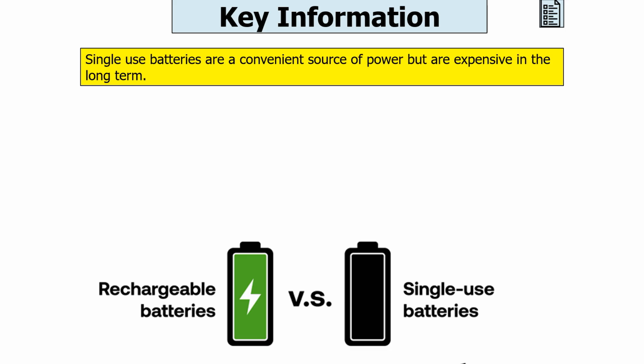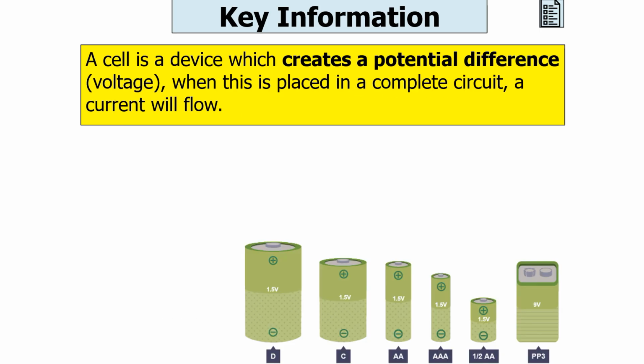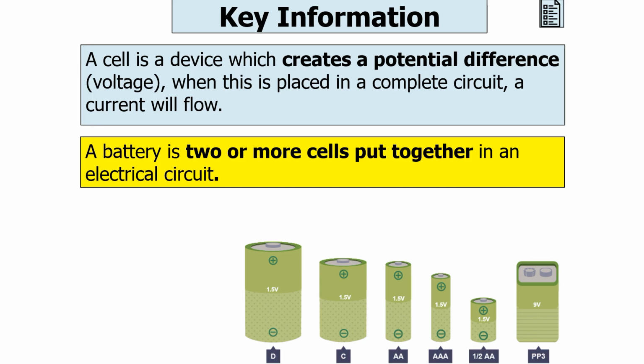Now, single-use batteries are a convenient source of power but are expensive in the long term, whilst rechargeable batteries can be recharged and are more economical in the long run, although they are initially more expensive to purchase than single-use batteries. However, they can only be recharged a number of times before they lose their battery life. So to clarify, a cell is a device which creates a potential difference. When this is placed in a complete circuit, a current will flow. And a battery is two or more cells put together in an electrical circuit.